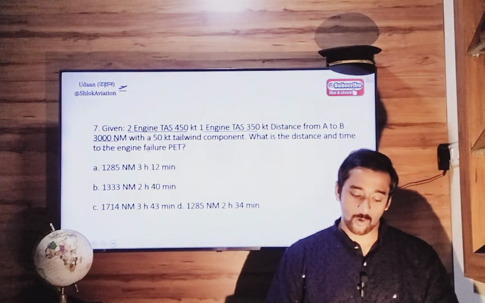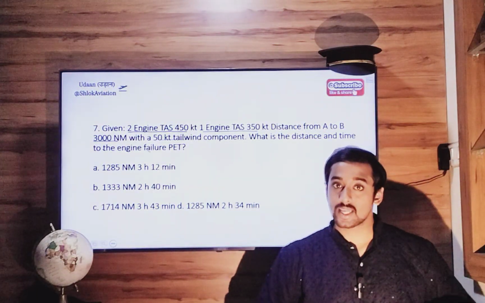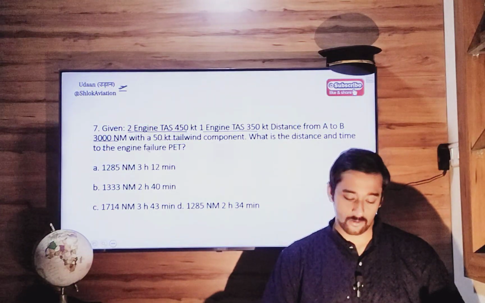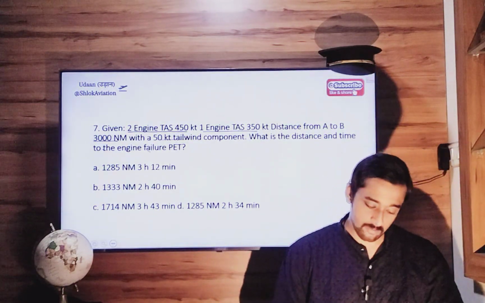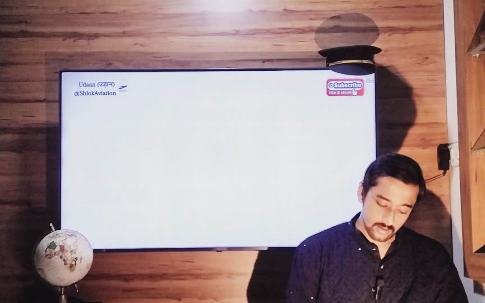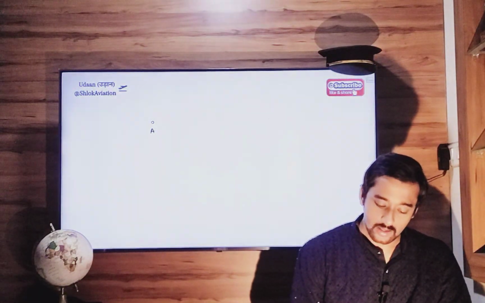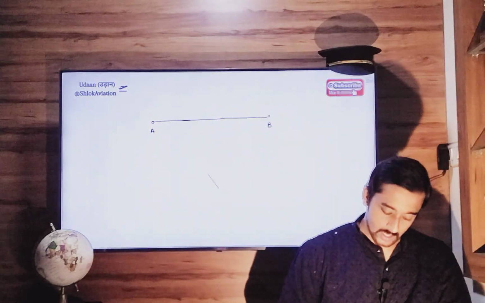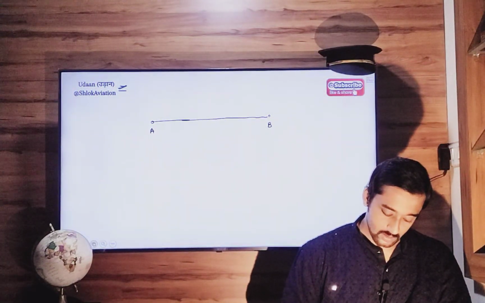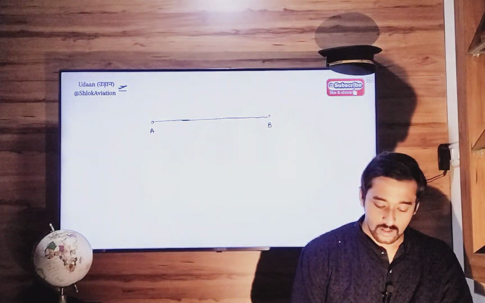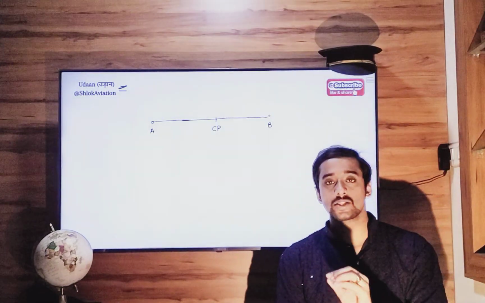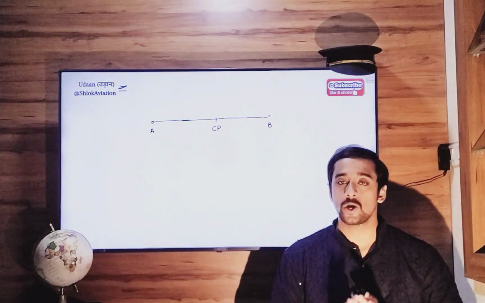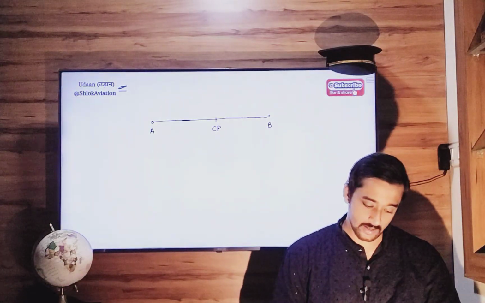Two engine TAS 450, one engine TAS 350. Distance from point A to B is given, tailwind component of 50. What is the distance and time to CP? So again, this is your point A, this is your point B. This is your critical point, where you will make a decision whether to continue to your destination with one engine failure or come back to your departure with one engine failure.